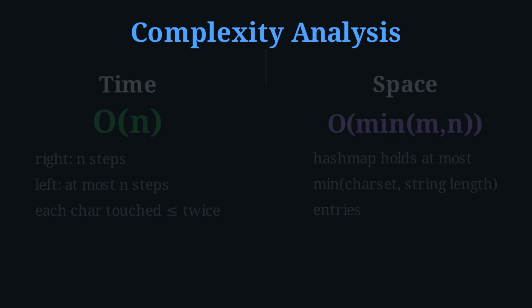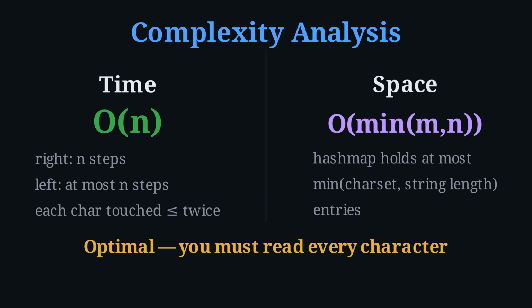Time complexity is O(n). Right advances exactly n steps. Left only ever moves forward and never crosses right, so it also moves at most n steps total. Every character is touched at most twice. Space is O(min(m, n)), where m is the character set size. The hashmap holds at most as many entries as distinct characters in the string. This is optimal. Any correct solution must read every character at least once.